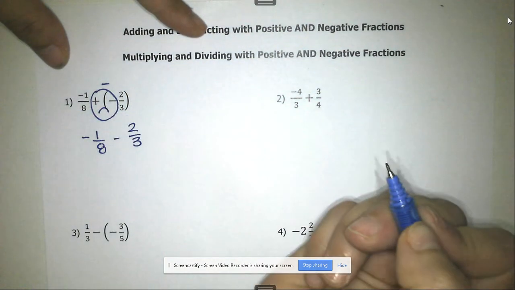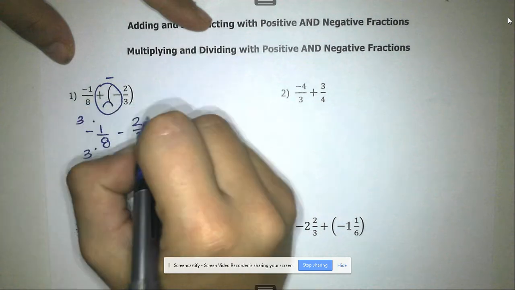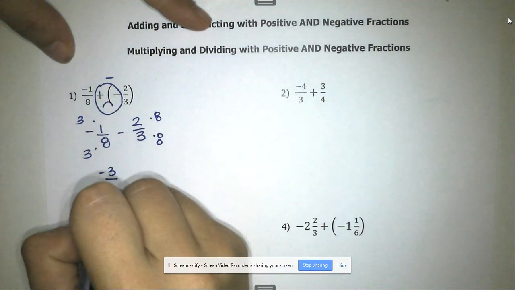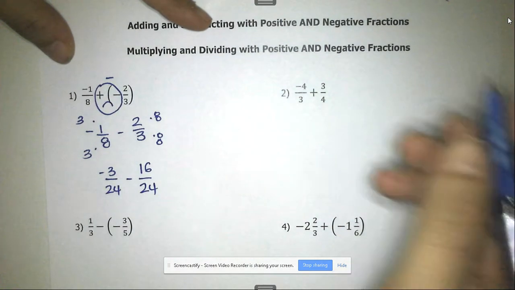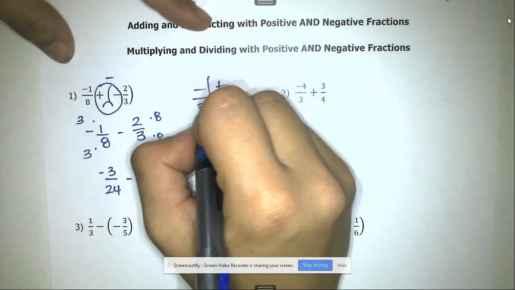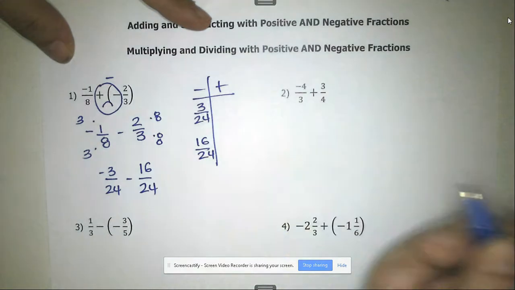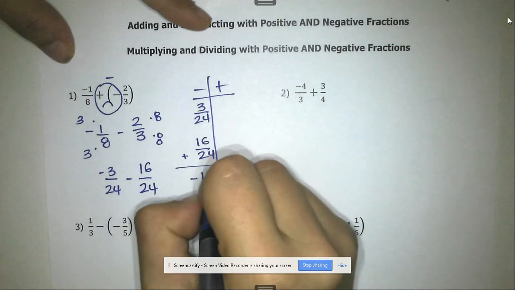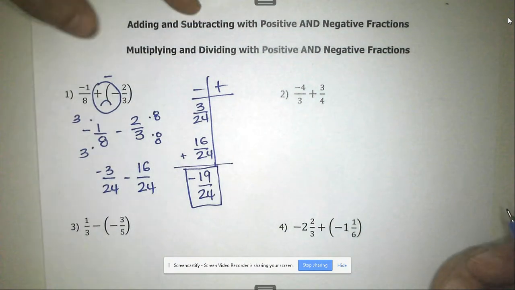Remember, you need a common denominator. I'm going to use 24. So it's going to be negative 3 over 24 minus 16 over 24. And then make sure you use a scoreboard when you're adding and subtracting. We have negative 3 over 24 and we have negative 16 over 24. When they're on the same side, we add and we get negative 19 over 24. Make sure that it's in simplest form. In this case, it is.